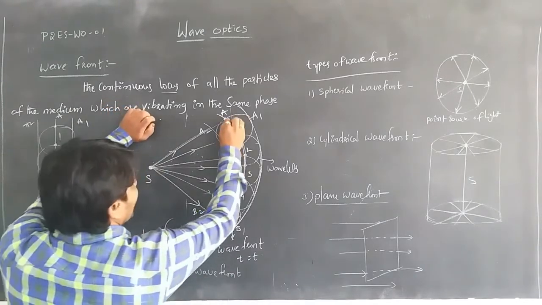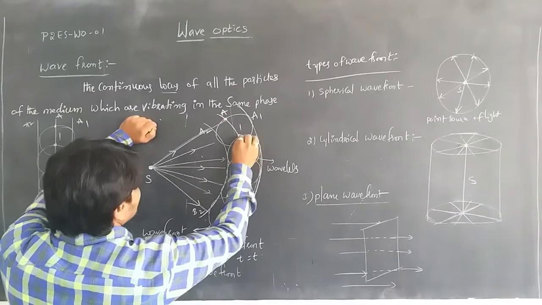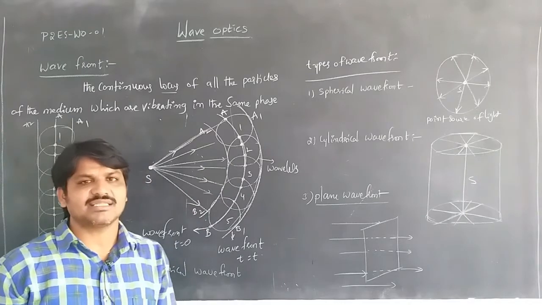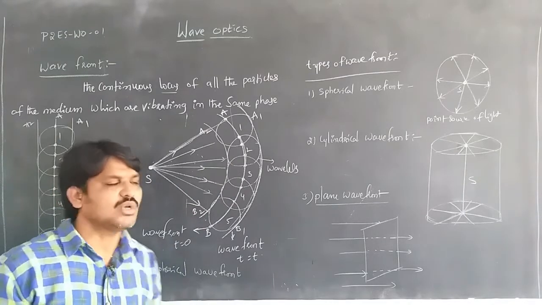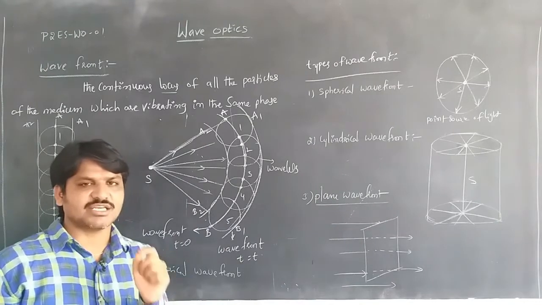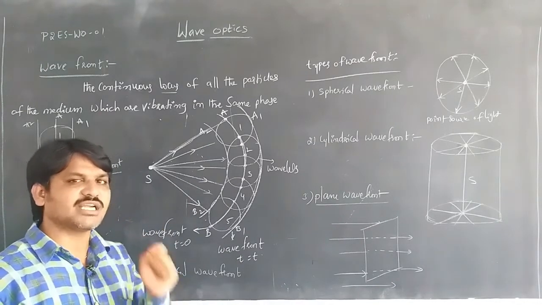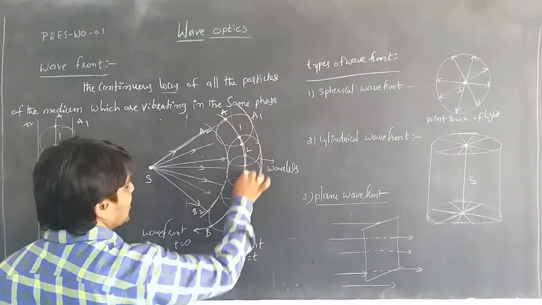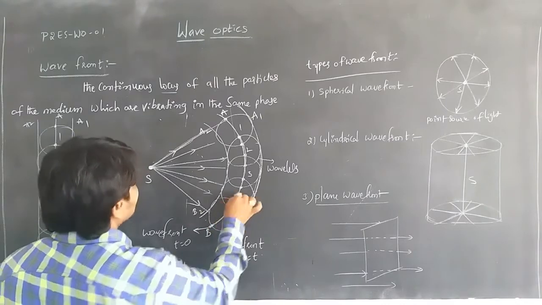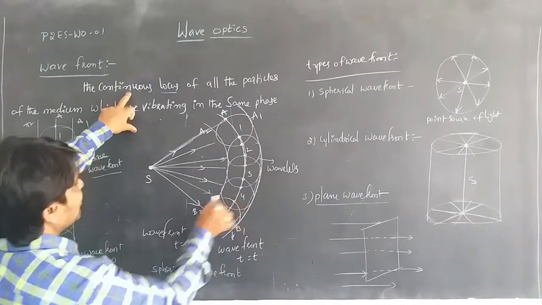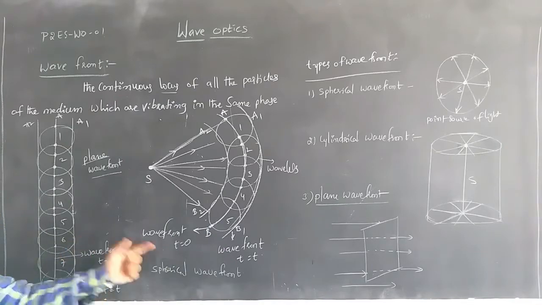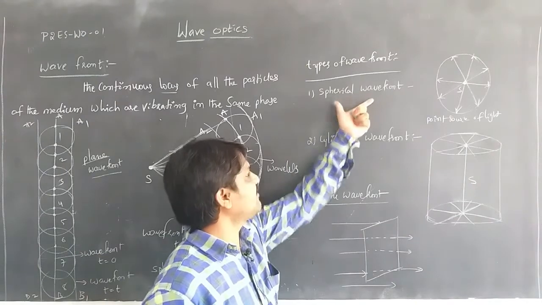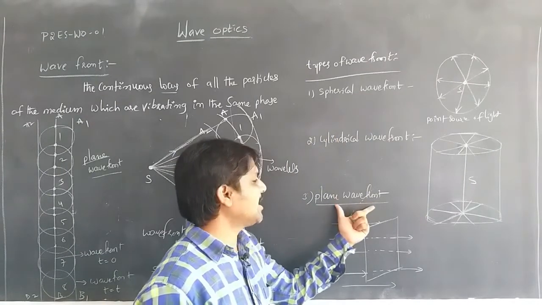In a wave front, all the particles are vibrating in the same phase, and they also move with a speed equal to the wave speed in that medium. So this is the continuous locus of all the particles of the medium which are vibrating in the same phase. The types of wave fronts are spherical, cylindrical and plane.